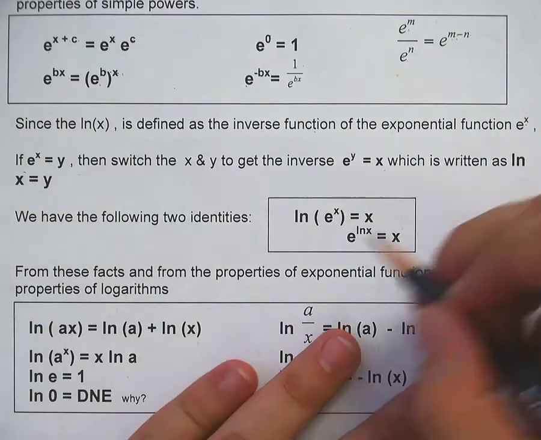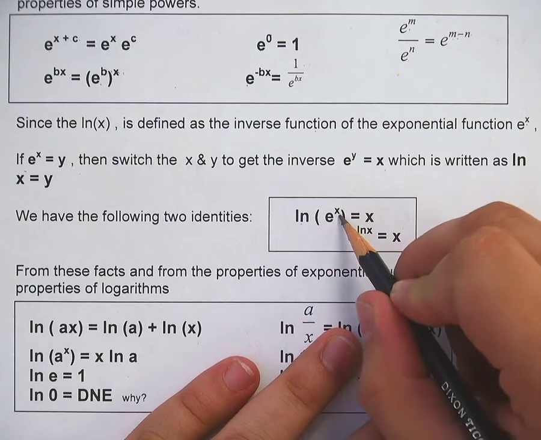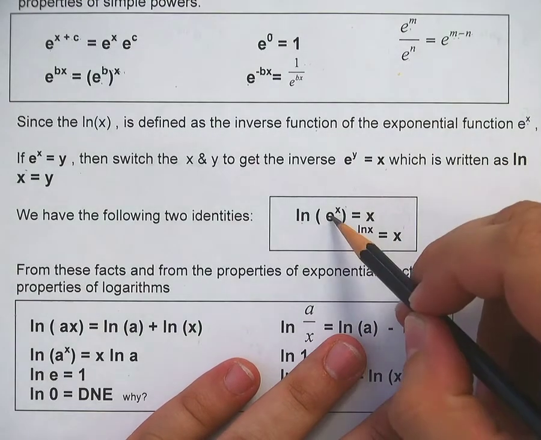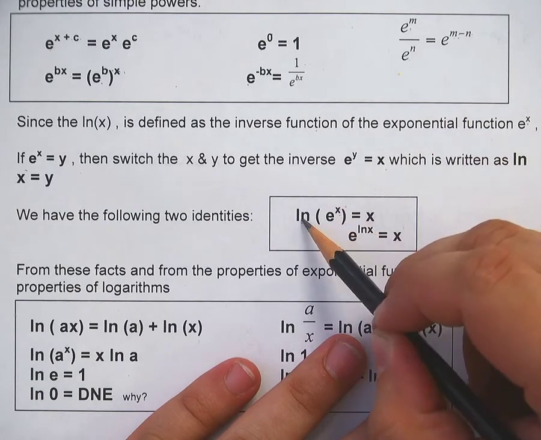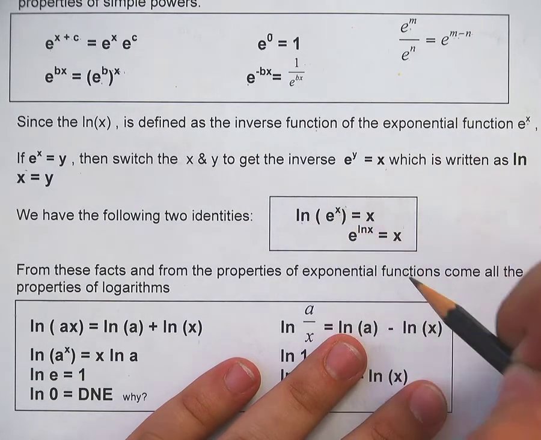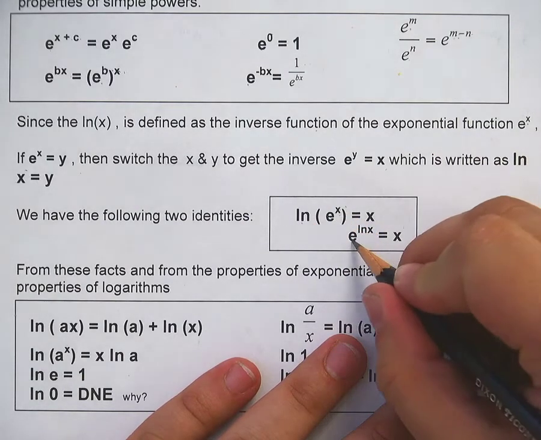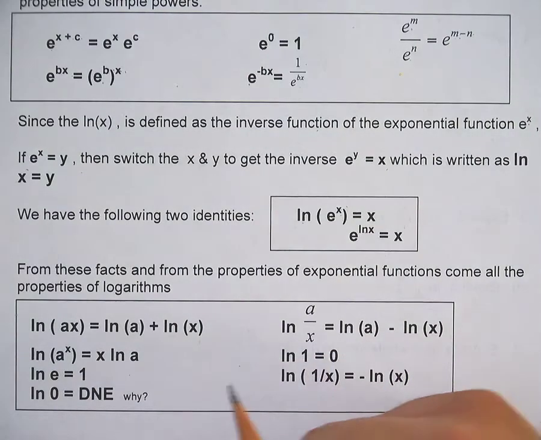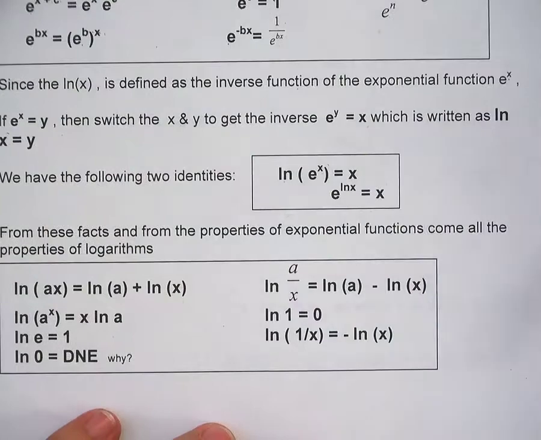So you have a couple of things. The natural log of e to the x is just x. So if you have e to the x and you take the natural log of it, it gets rid of the e and drops the power down. If you have e to the power of a natural log, then these two will cancel each other out. Anytime e and the natural log are together, they're going to end up canceling.